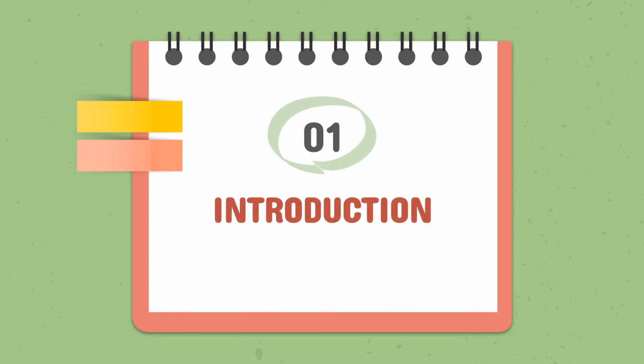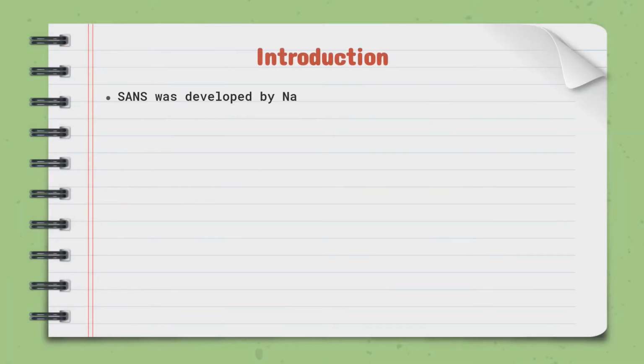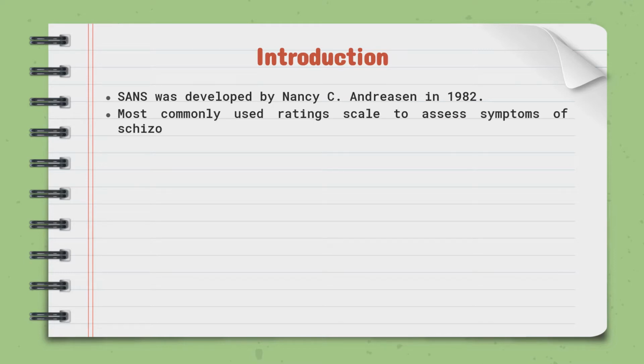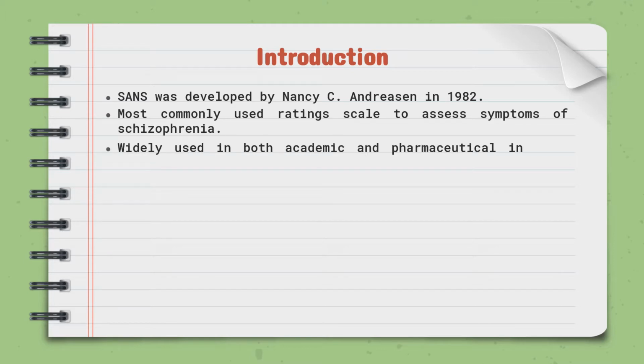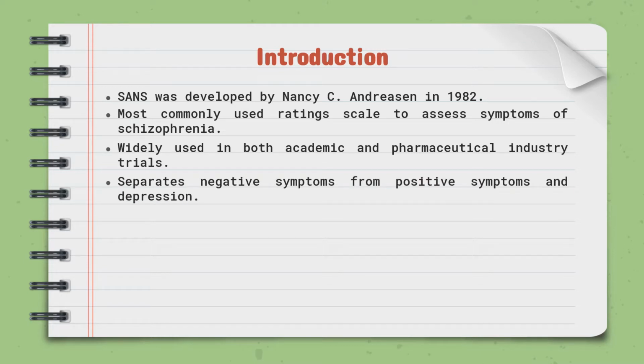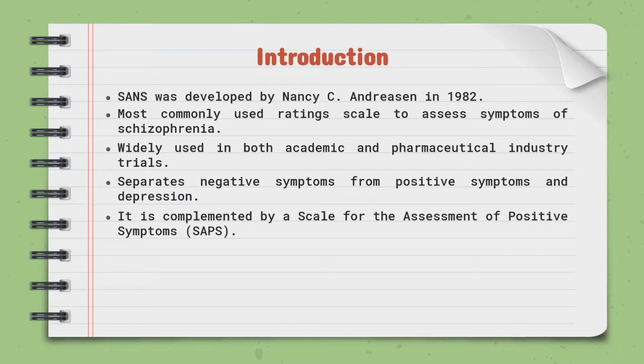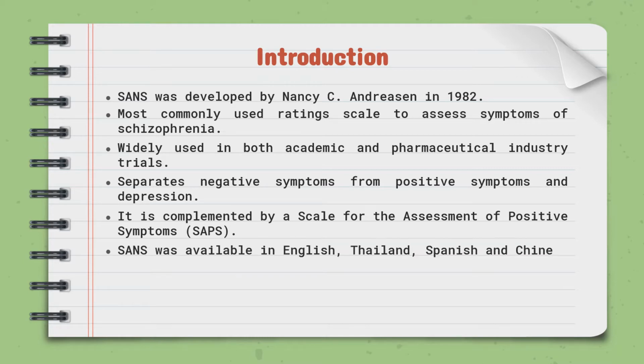Introduction. SANS was developed by Nancy C. Andreasen in 1982. It was the most commonly used rating scale to assess symptoms of schizophrenia. It was widely used in both academic and pharmaceutical industry trials. SANS separates negative symptoms from positive symptoms and depression. It is complemented by a scale for the assessment of positive symptoms, SAPS. SANS was available in English, Thai, Spanish and Chinese versions.